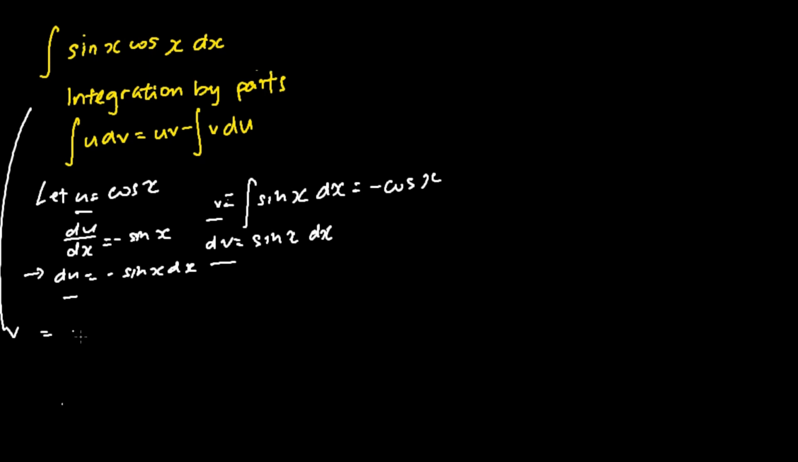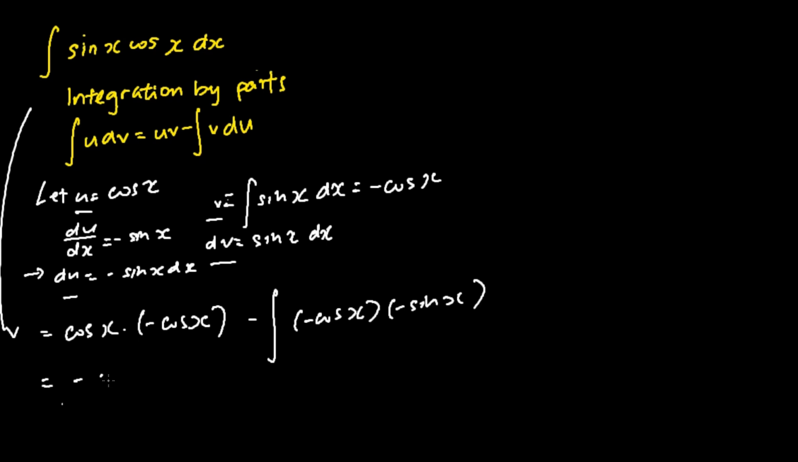Once I have my u, v, dv, and du, I can apply the integration by parts formula to move on to the next step. I will get the following: my u is cosine x, my v is equal to negative cosine x, subtracting away the integral of v, which is negative cosine x, my du is negative sine x. And we get negative cosine square x subtracting away the integral of sine x cosine x dx.